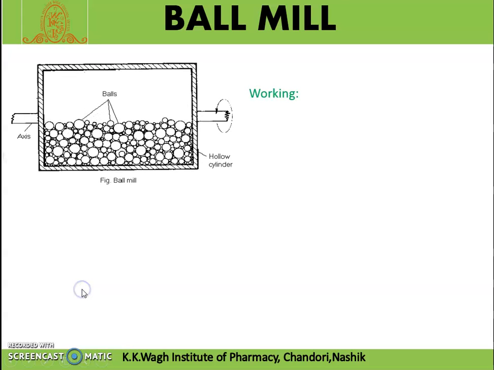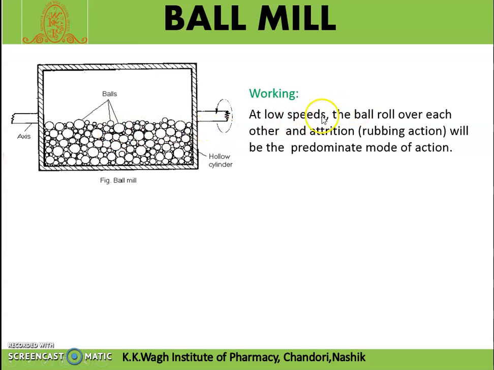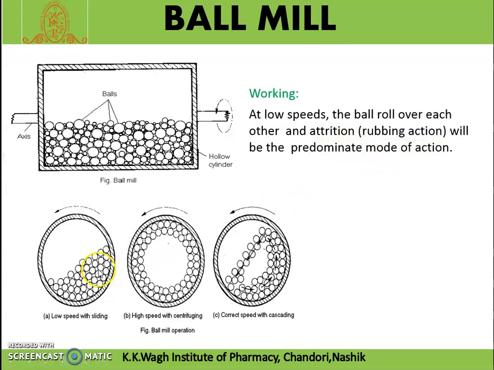In the working, this is the diagram of the ball mill. In that there are a number of balls, and between the balls we place our material, which can be coarse, and it is cut down into a smaller size with the help of these balls. At a low speed, the balls roll over each other, and attrition, that is rubbing action, will be the predominant mode of action. Let's see the modes.